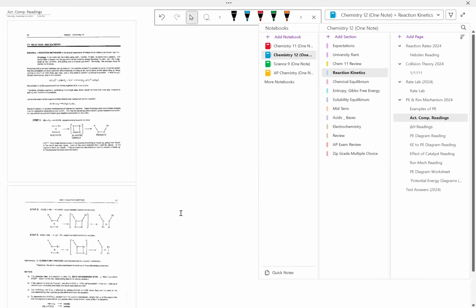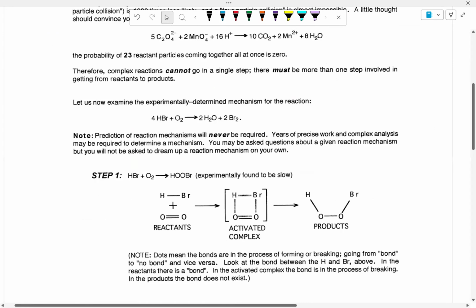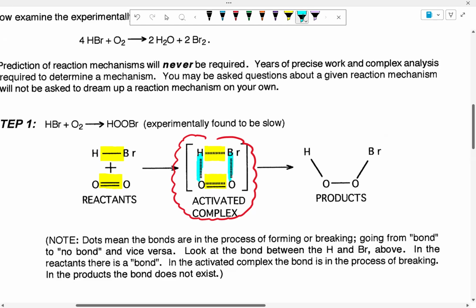Now, if you take a look in the Hebden textbook, I want you to take a look at page number 26. On page 26, you'll see this particular substance here called the activated complex. In this activated complex, you have the breaking of the hydrogen and bromine bonds, which is right here, and the breaking of one of the oxygen bonds, which is right here. And then almost simultaneously, you are forming a hydrogen-oxygen bond and another hydrogen-oxygen bond.